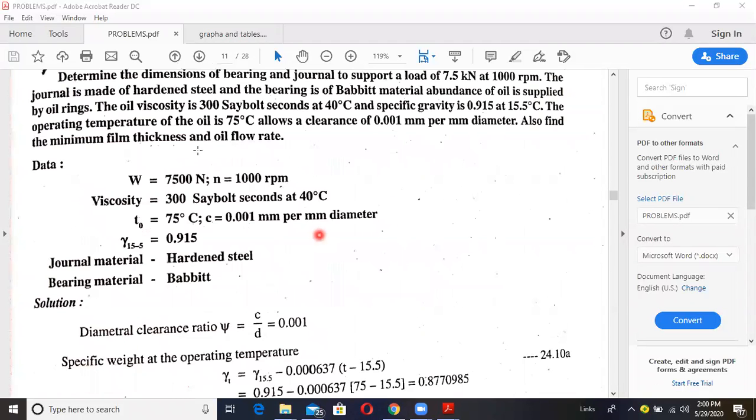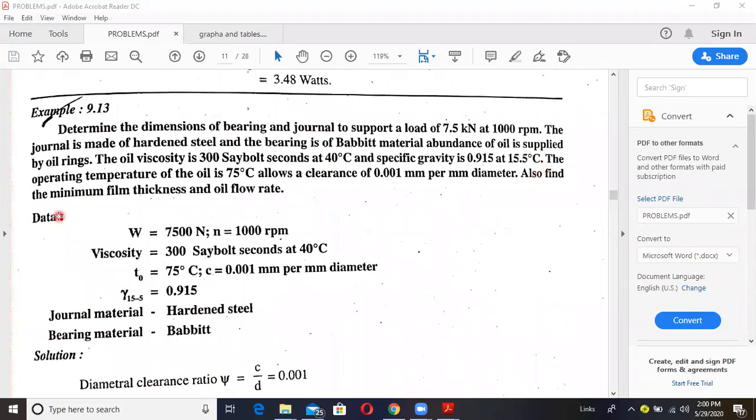After calculating the dimensions, here again they ask you to find the minimum film thickness and oil flow rate. In the next problem, I will tell how to calculate the minimum film thickness and oil flow rate. That is also the same procedure.